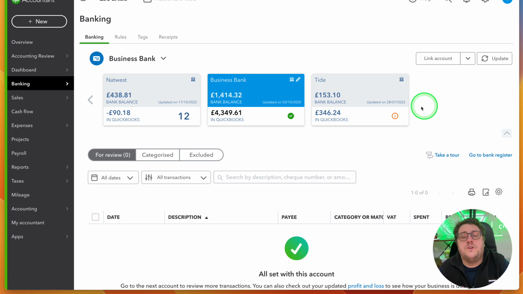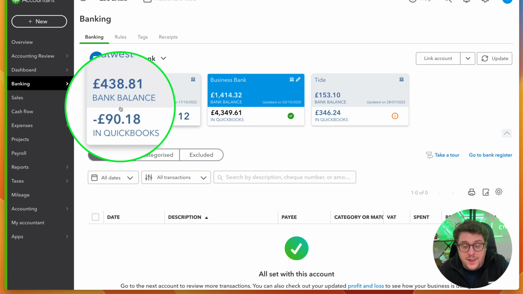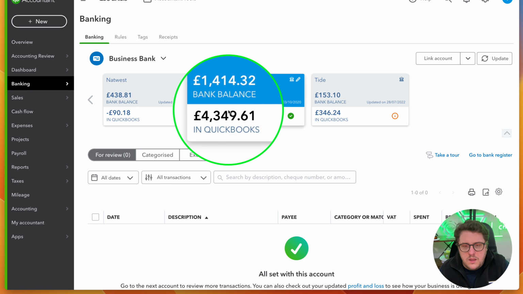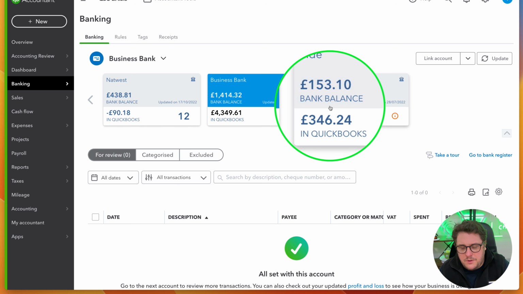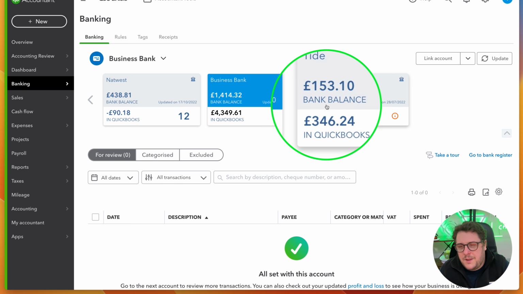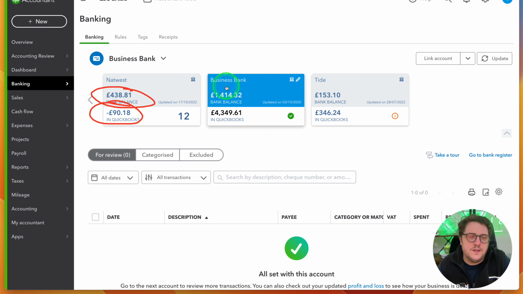Okay, in front of me are some prime examples. We've got this bank account here that is showing negative figures in QuickBooks, but we've got a bank balance of £438.81. Got a bank balance here where we've got way more in QuickBooks than we have in the business bank account itself. And then we've got another small bank account here that's just a tiny bit out and we still want to see it. But ultimately what we want is we want these figures to always agree to these figures. And if we can ensure that, then that's going to give us confidence that at least our bank account's been done correctly. Now there's a few reasons for this.